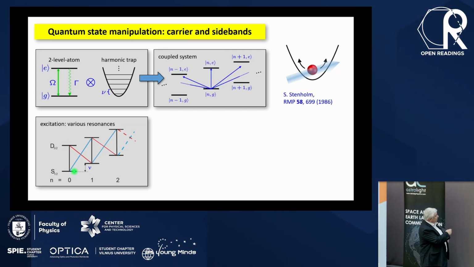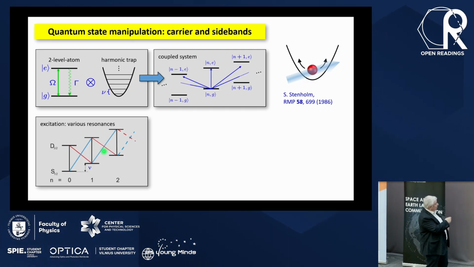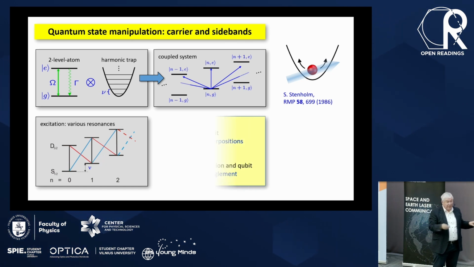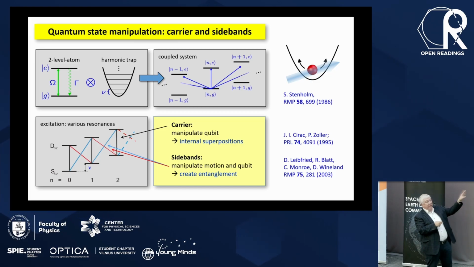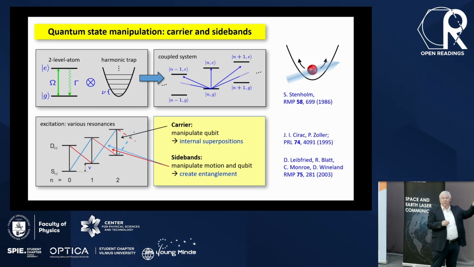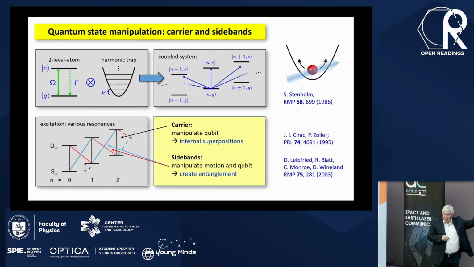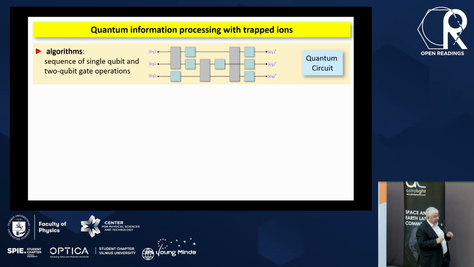That's the carrier transition, the so-called blue sideband, and the red sideband, because the system is so cold that higher order sidebands are heavily suppressed. They're not there. So in other words, we have the carrier to manipulate the internal superpositions, that's the qubit itself, and the sidebands to manipulate the motion and the qubit, or we create the entanglement that's intermediate when we make all the operations. And if you want to know more, I refer you to these papers right here in more detail.